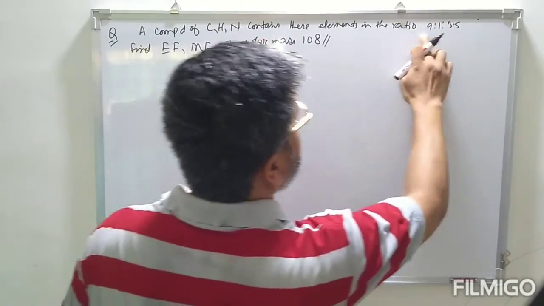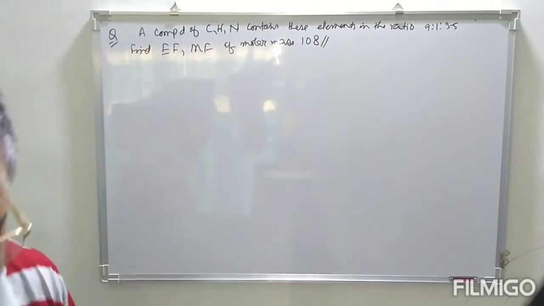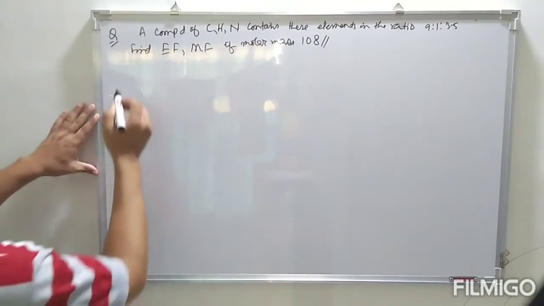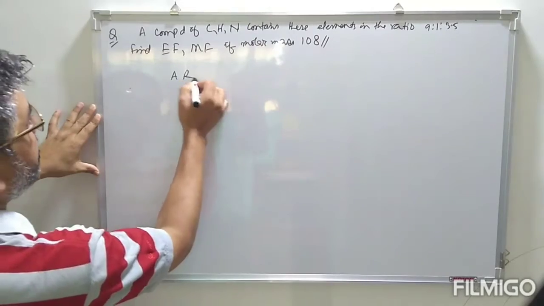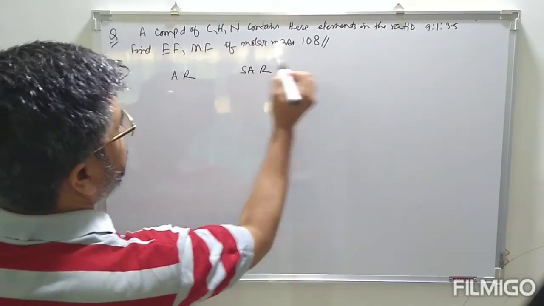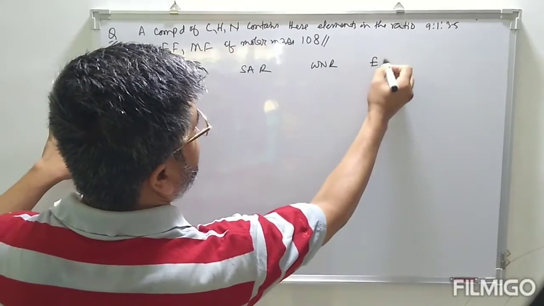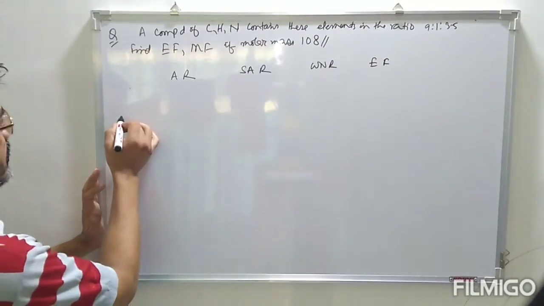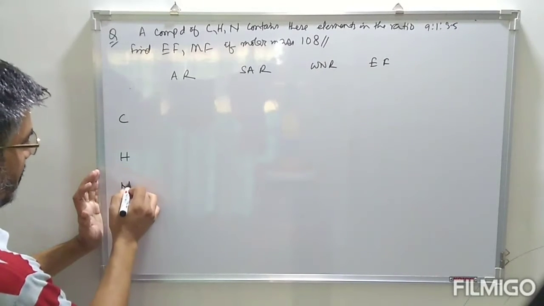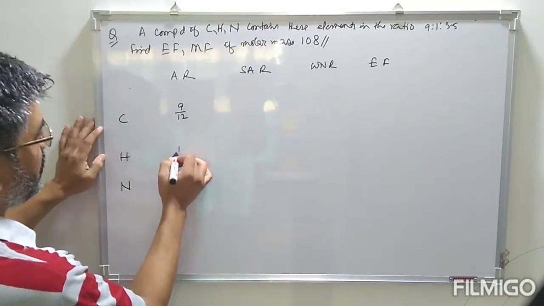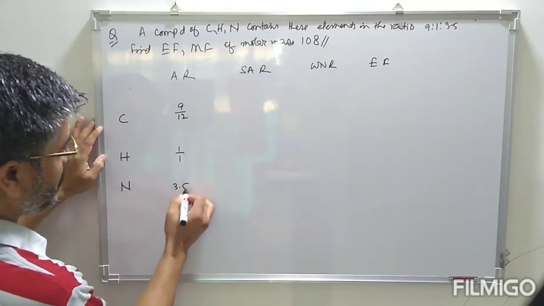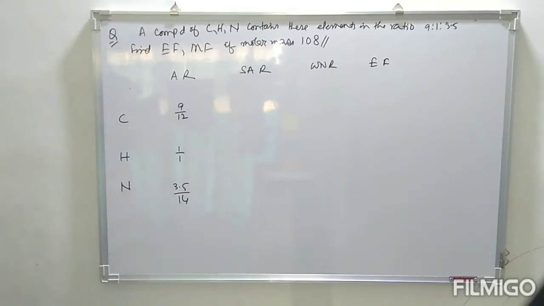So look at this. These are percentage ratios of the combined elements. So we have the element, atomic ratio, simple atomic ratio, whole number ratio, and then the empirical formula. So we have carbon, hydrogen, and nitrogen. Atomic ratio: 9/12, 1/1, 3.5/14. So we have atomic ratios of carbon, hydrogen and nitrogen.